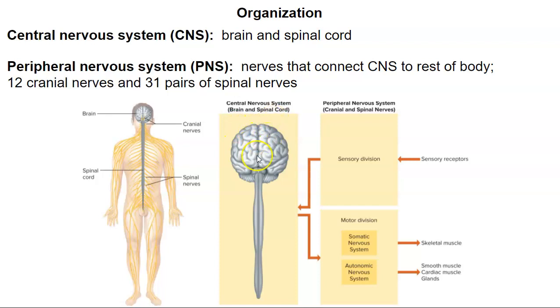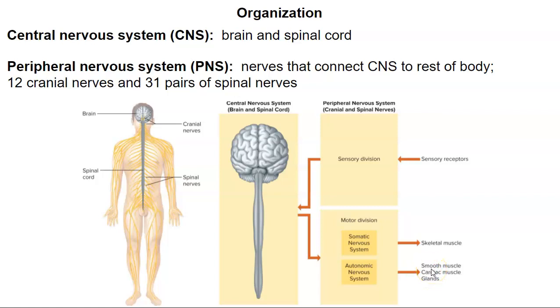So here's the central nervous system, brain and spinal cord. And then we have the peripheral nervous system, which is composed of the sensory division and the motor division. And within the motor division, we have the somatic nervous system, which actuates or acts on skeletal muscles. And then we have the autonomic nervous system, which will synapse with smooth muscle.